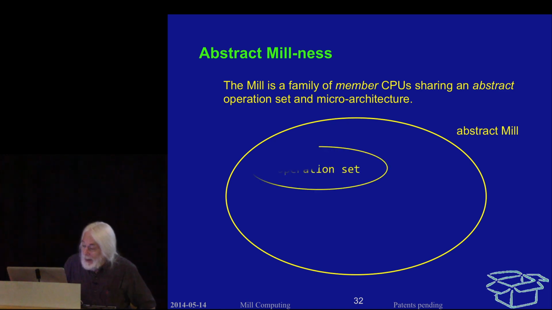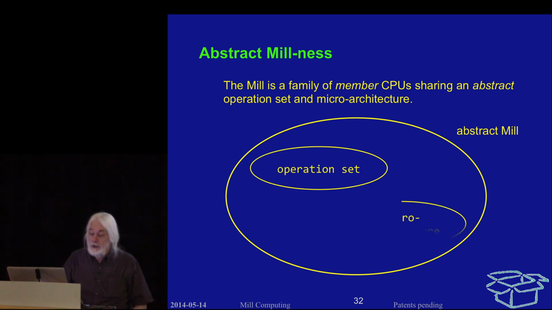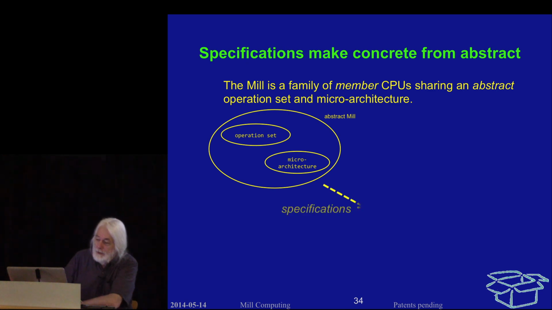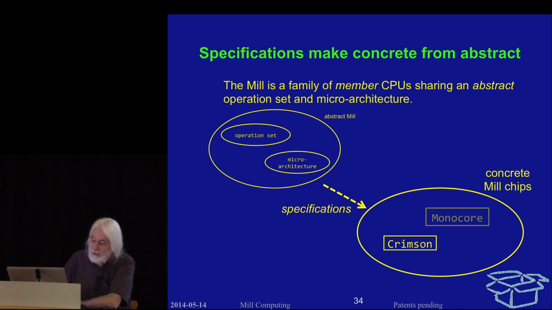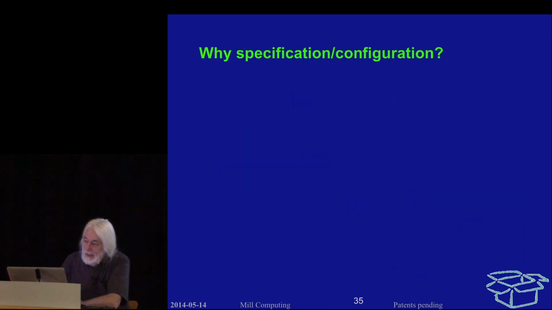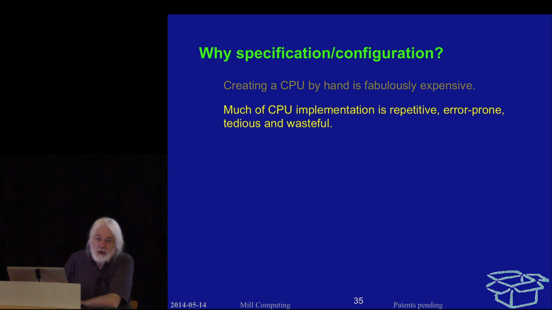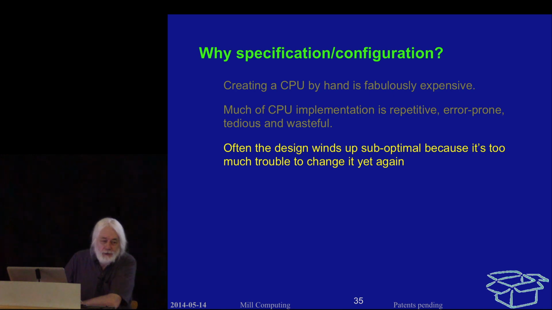It is an abstract, and that abstraction contains both the operation set and a canonical abstract microarchitecture. The concrete is created from that abstract by a set of specifications, and those are particular examples. Why do it that way? Because creating a CPU by hand is fabulously expensive. Furthermore, the work to do it is incredibly dull, error-prone, tedious, wasteful. And because it is so tedious and wasteful, the final design is often very suboptimal because people were so sick of it they didn't want to do it anymore.